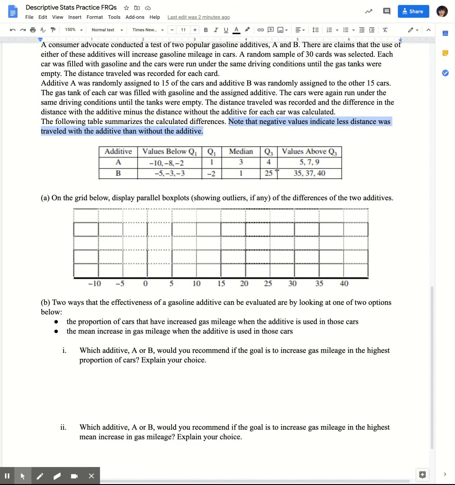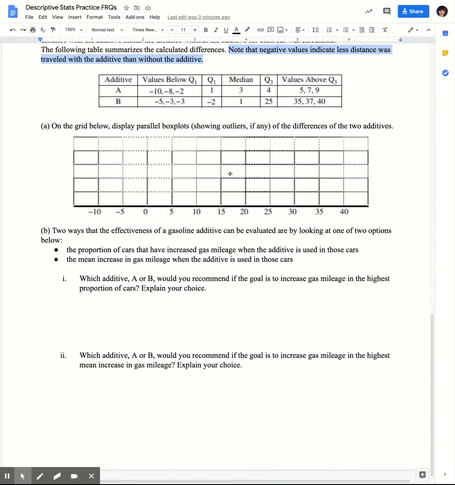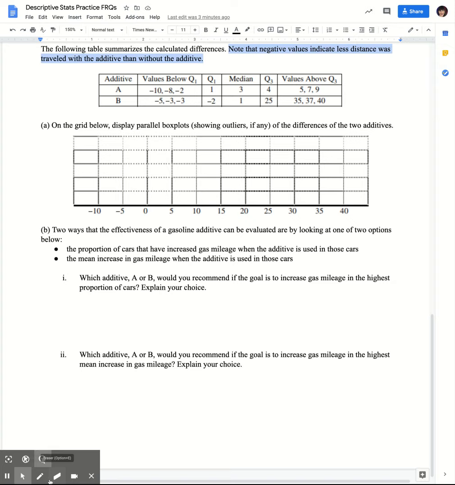What's lovely is they give you all of the summary statistics. Super, super helpful, because what they want you to do now is create box plots, and notice that they say to show any outliers if you see them. So the best thing to do is start with the three numbers in the middle: your quartile 1, your median, and quartile 3. I'm going to put additive A here, and additive B here. My median for A is 3, which is approximately right here. My quartile 1 is 1, approximately right here. And my quartile 3 is 4, approximately right here.